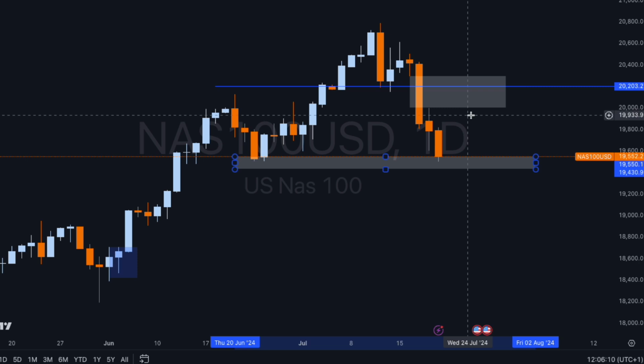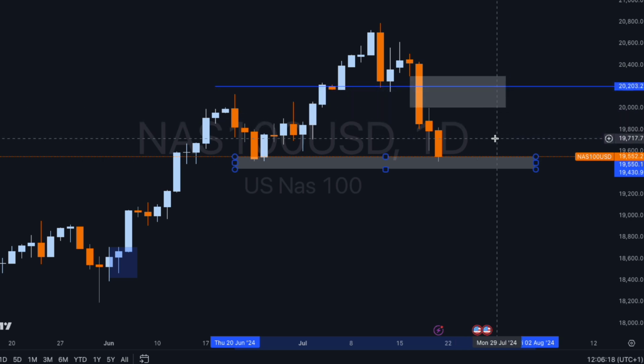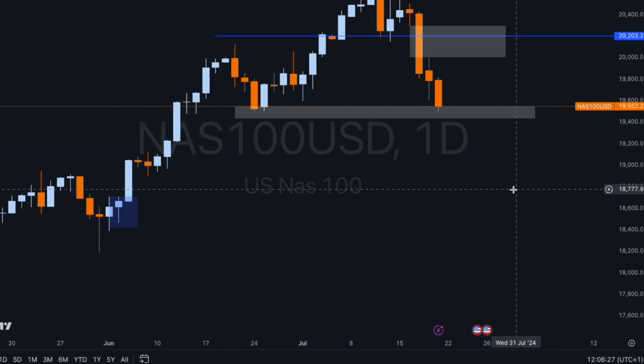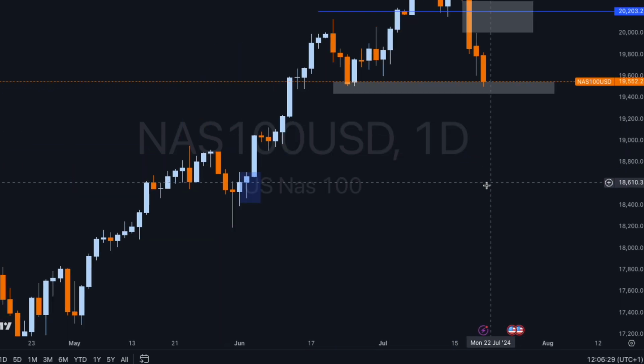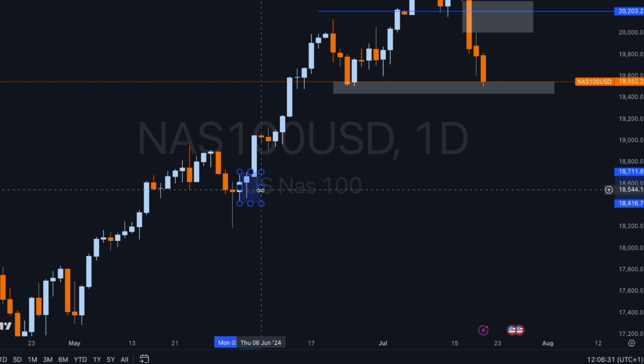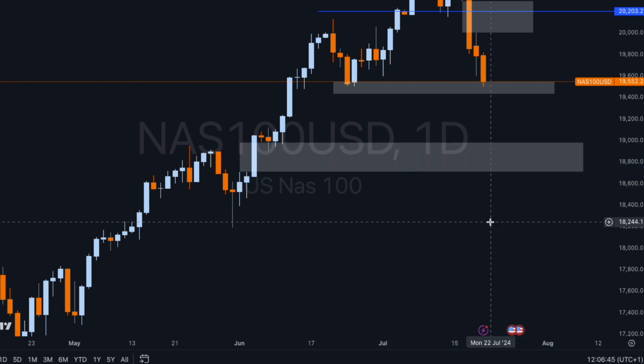The most important part of this whole situation, should it take place, is if price starts moving away from the fair value gap, which means there's a high probability it's going to smash through this support zone and fly all the way down and find another spot to rest, which is most likely going to be around here.